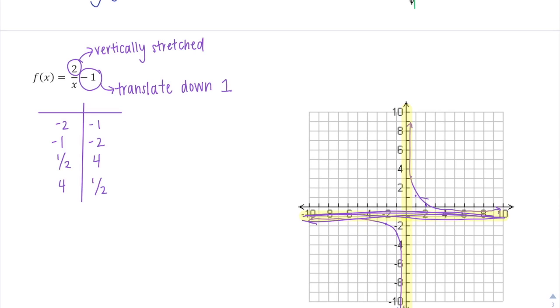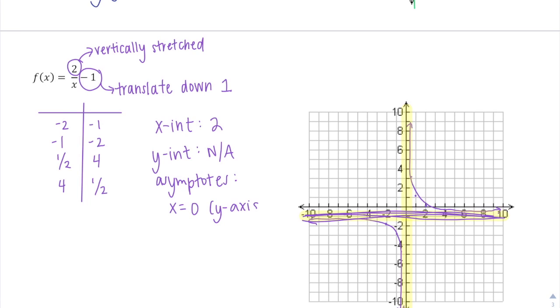So my x-intercept I can see is 2. My y-intercept, it doesn't have one, so NA. My asymptotes, I have 2 of them. I have the y-axis, remember, that's just x equals 0 is your y-axis. And then my other one is y equals -1. So the y-axis, there's my vertical asymptote. This is my horizontal asymptote.